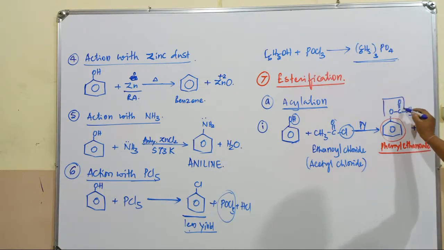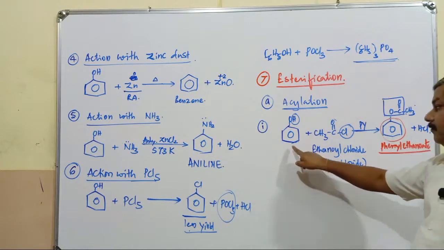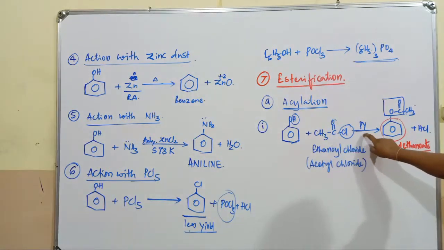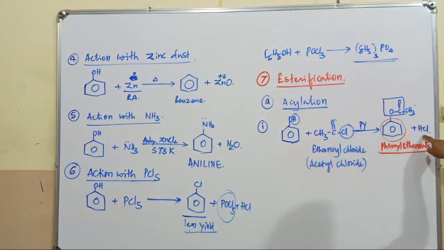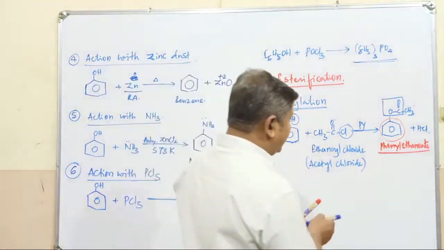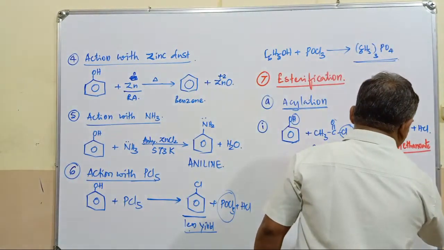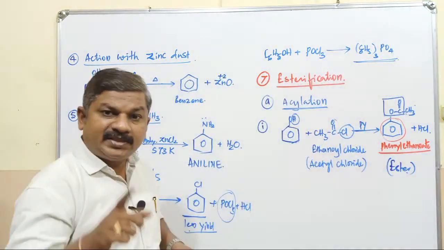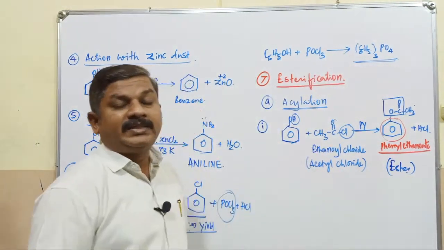The name is because of this ester functional group. Because of the formation of this compound, this reaction is called esterification. When phenol is treated with acetyl chloride or ethanoyl chloride in the presence of pyridine as a base, the pyridine helps the elimination of HCl and the compound produced is phenyl ethanoate, which is an ester compound. Wherever formation of an ester takes place, it is known as esterification.